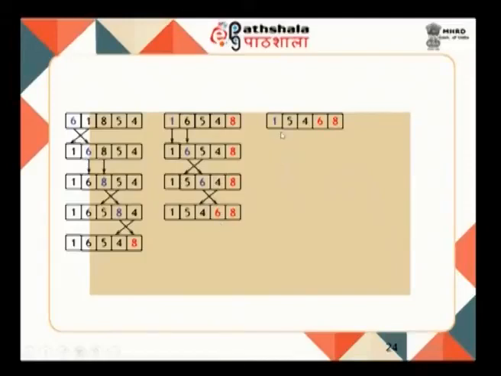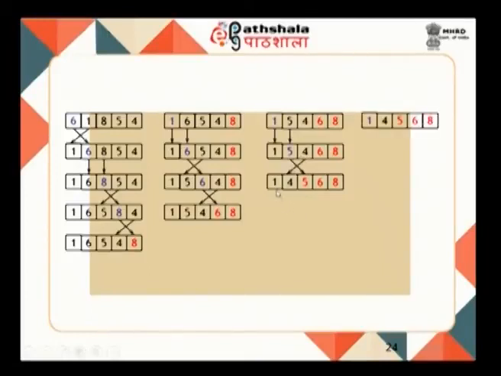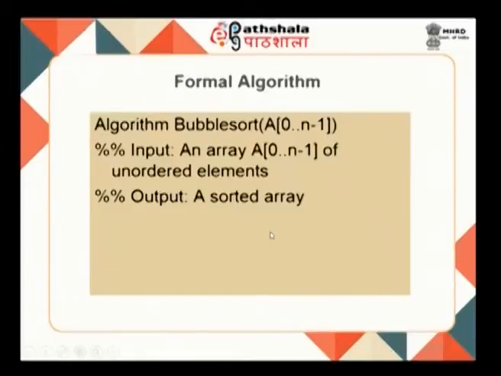Again I will start in the next phase. 1 and 5 is in the proper order, but 4 and 5 is not in the proper order, therefore I am exchanging this. Now I am left with this. You can see I have to compare only 1 and 4. That means it is in the proper order, therefore I can say that these elements are in sorted order. This is the kind of idea we are going to follow.